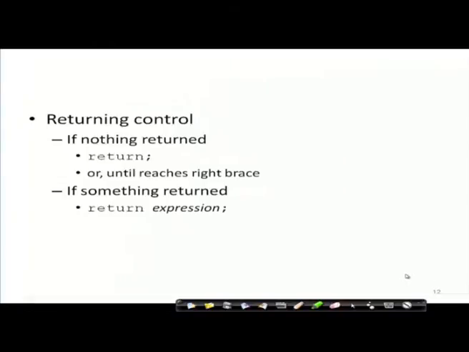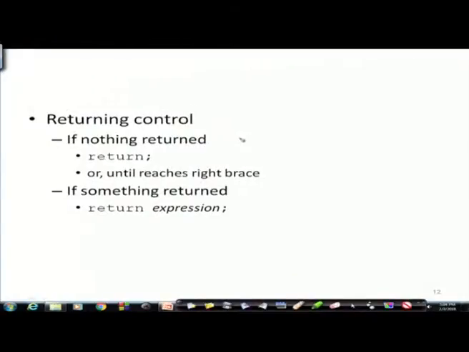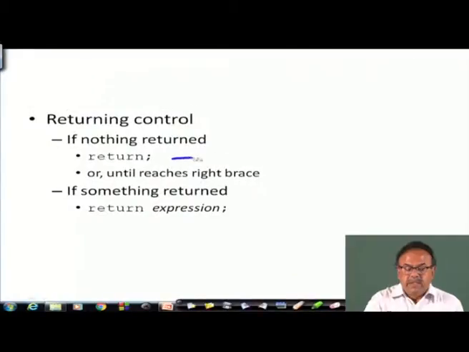So, returning control, we have seen how the function is invoked by parameter passing. Now, returning control, if nothing is returned, then we can simply write return semicolon, or we can skip that and when it comes to the last right brace, that is automatically taken as the return.